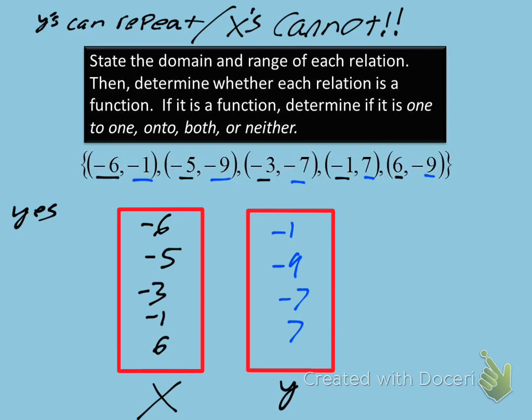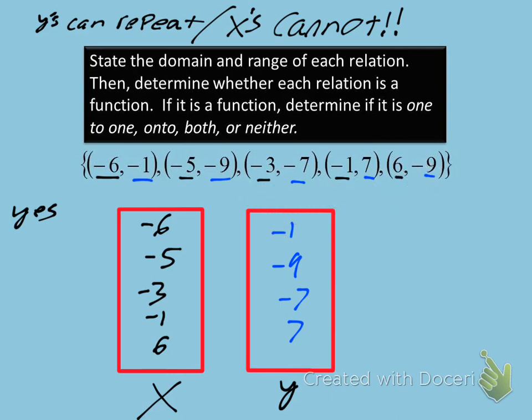Question number 2. If it is a function, determine if it is 1-to-1, onto, both, or neither. To do that, you got to do the little arrows that they've been doing. Okay? And the way you do the arrows is you partner them up like what they are with the ordered pairs. See, this is just a fancy visualization of this set right here.